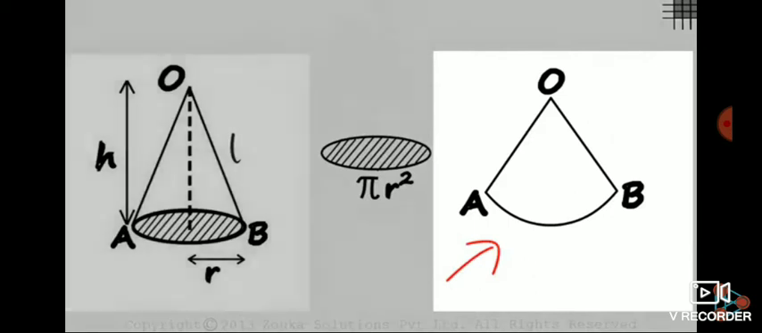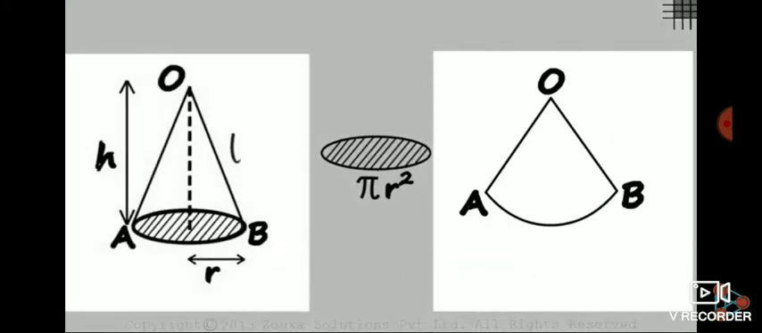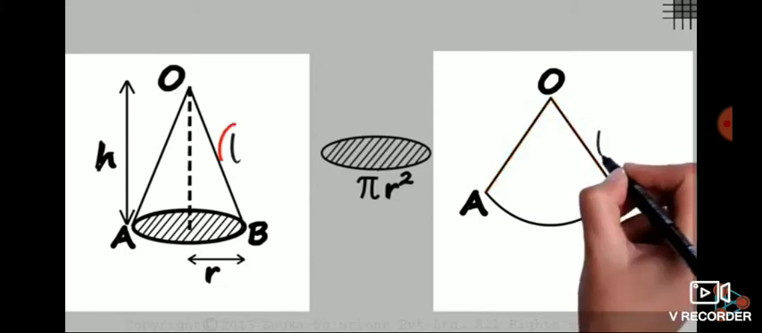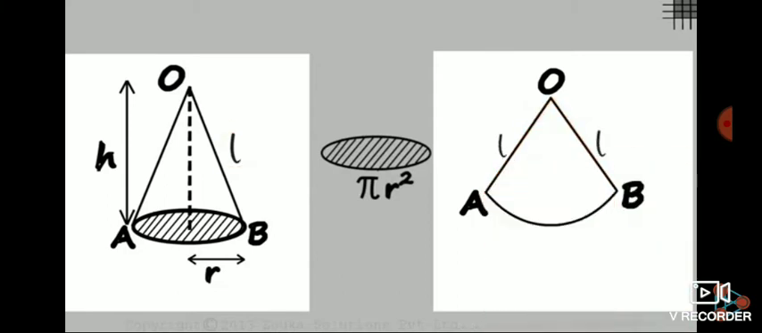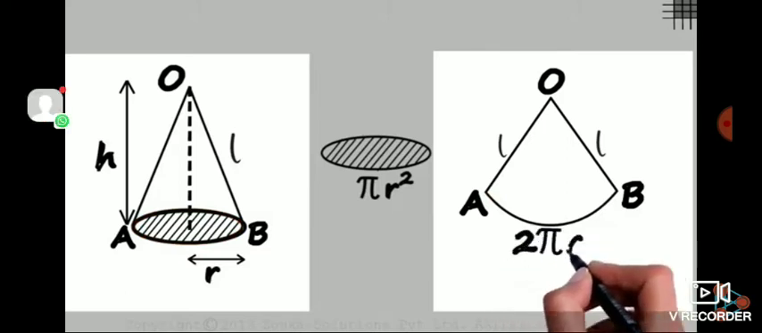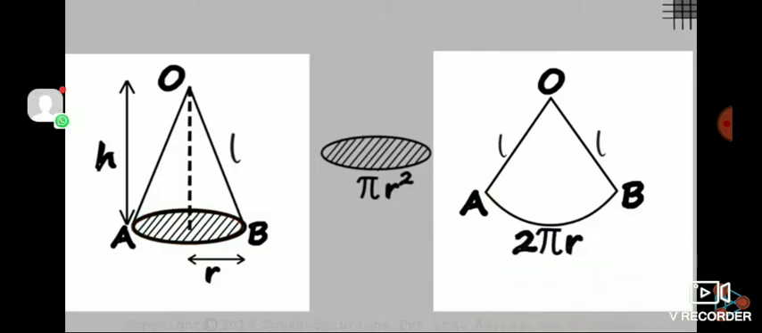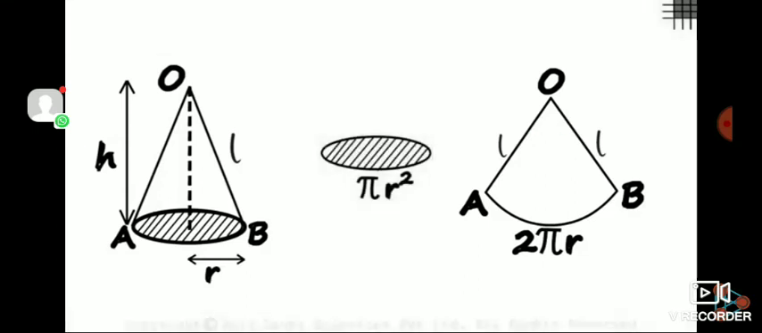Look at the sector and the cone. What do you think is the measure of these two lengths? OA and OB will equal the slant height, which is L. Here's another interesting question. What will be the length of arc AB? This is an arc as we know that a sector is part of a circle. This arc is actually the circumference of the circular base. So the length of this arc will be 2 pi r. A sector is also defined by the angle it subtends at the center. Let us call it theta.